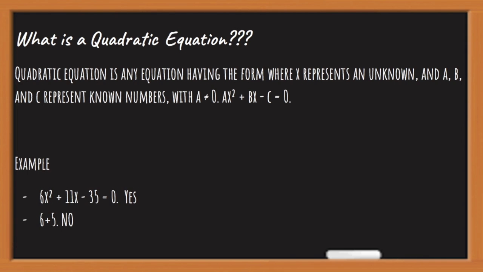For example, 6x squared plus 11x minus 35 equals 0 is a quadratic equation because we know what the x is and a, b, and c have their values. But 6 plus 5 is not a quadratic equation because it doesn't have an x that is unknown and doesn't have the values of a, b, and c.